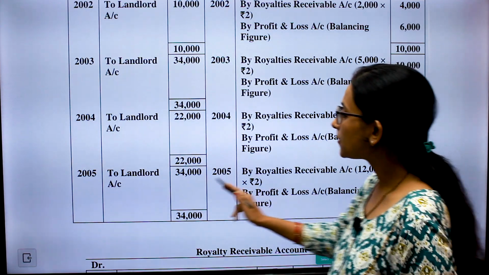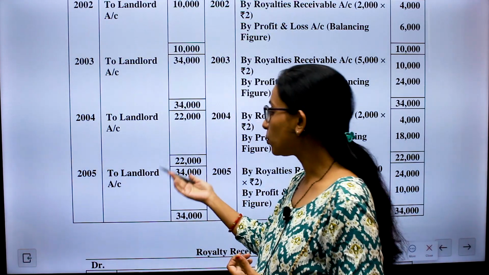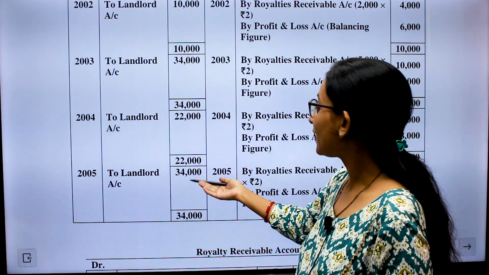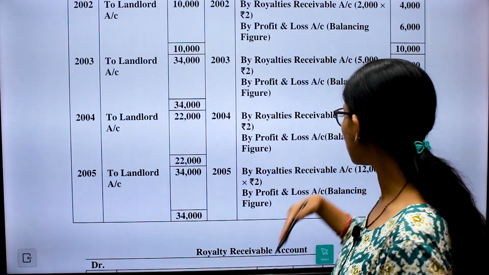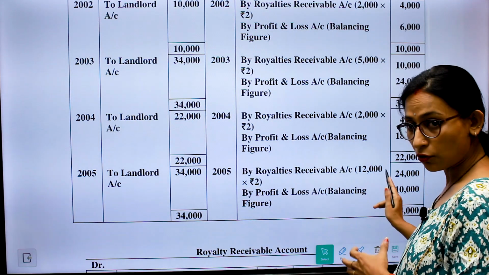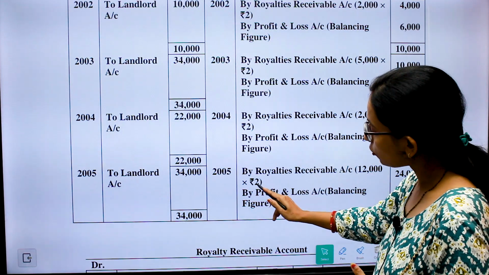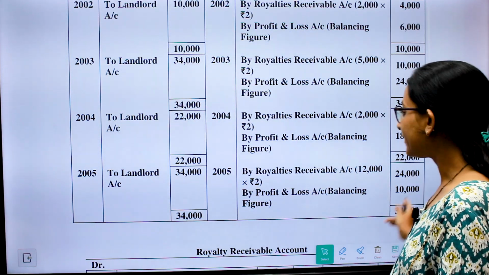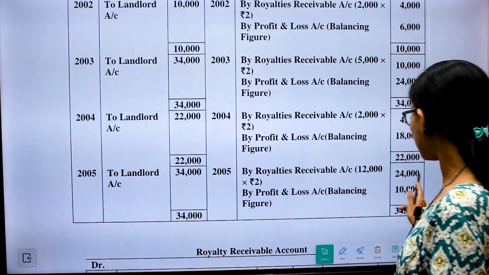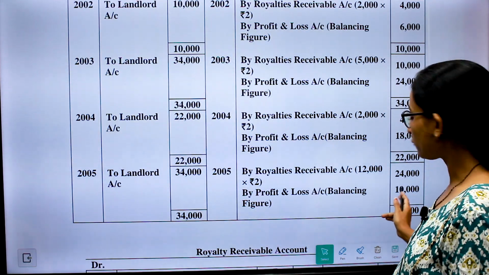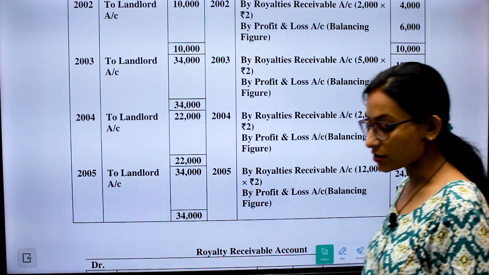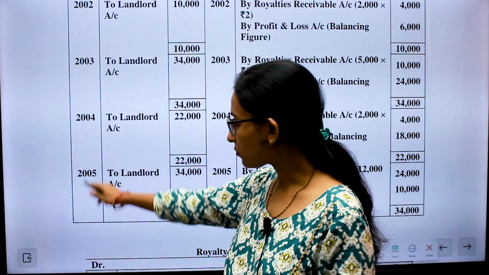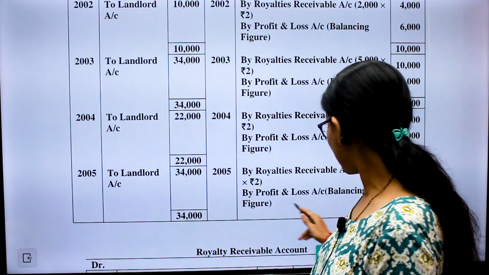In the last year, Ram is liable to pay the landlord 34,000, and how much is he receiving from Gopal? 12,000 tons of Gopal at 2 per ton of Ram. When we multiply, we get 24,000. When we deduct 24,000 from 34,000, we get the balance amount of 10,000, which we are going to transfer at the end of the year 2005 to the profit and loss account.